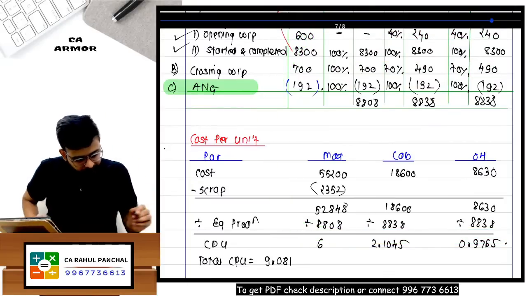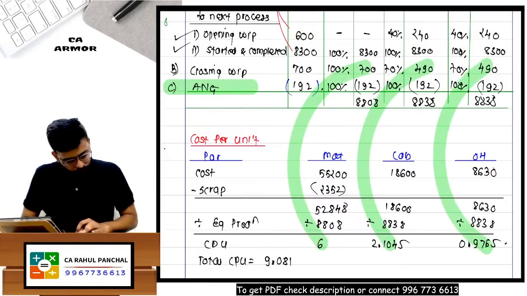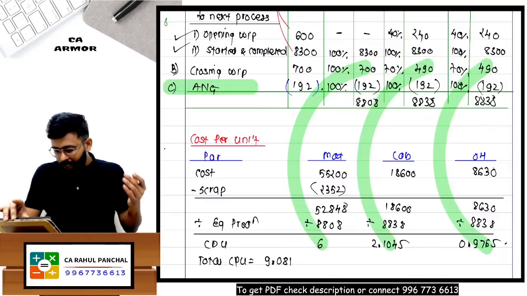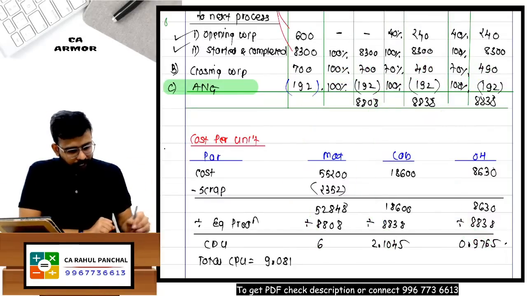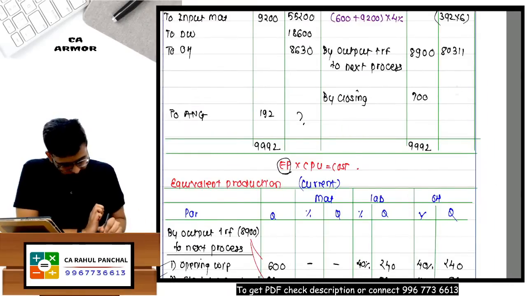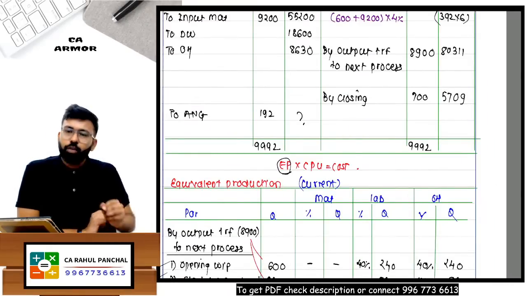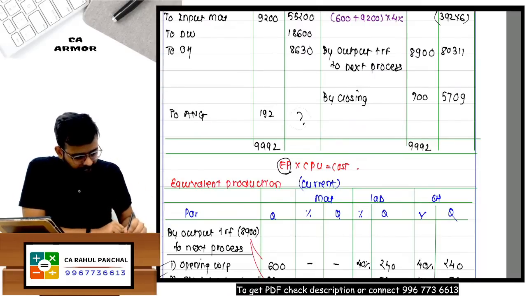Now let us multiply this. First 700 into this, then 490 into this, then 490 into this. So 700 into 6 plus 490 into 2.1045 plus 490 into 0.79765 plus MRC. If you take the total of the outer column you will get 5709 or 5710, whatever it is. Either you write 5709 or 5710, that is okay. It depends how you round it off. And then at the end, abnormal gain.